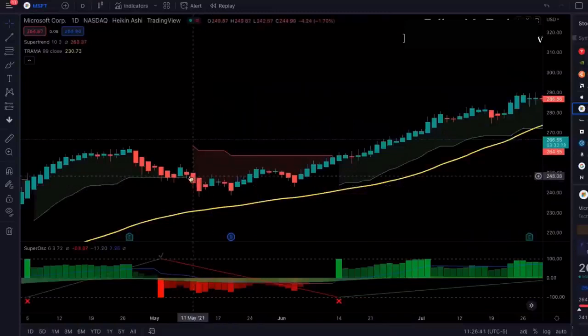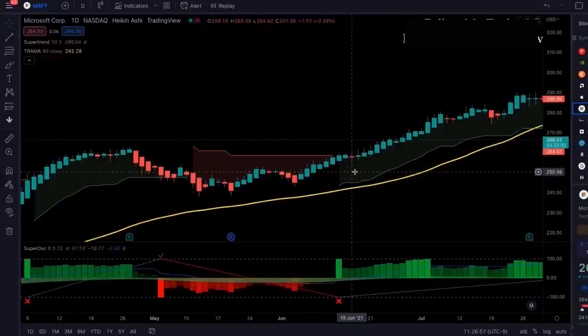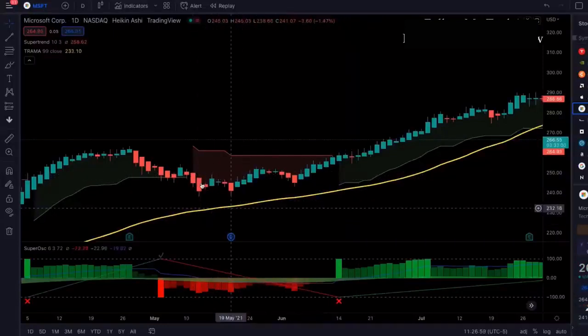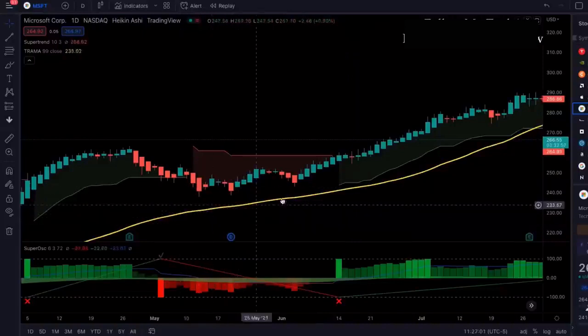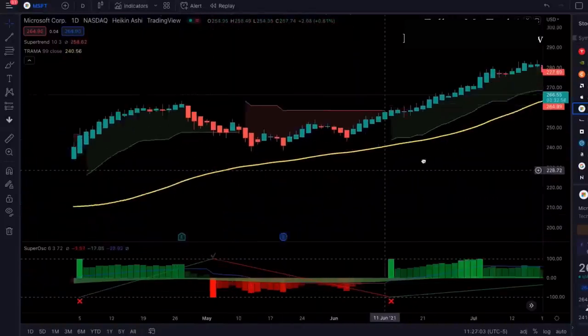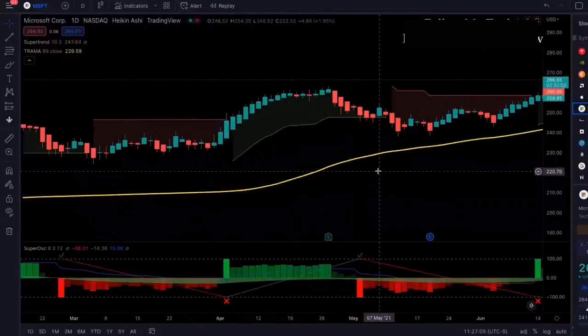This would not be a good trade, right? We would not get into this because the Supertrend indicator is red. The oscillator is red, but the price action is above the trauma, so we're not going to do this. And as you can see, this would have been a bad trade if you did go short on this because it came back up. We're only looking for sell positions when the price action is below the trauma line. Okay.